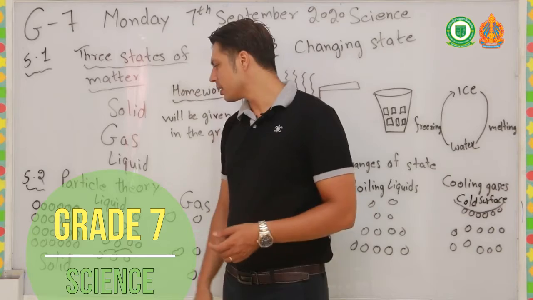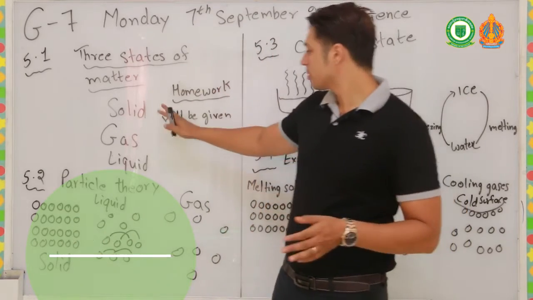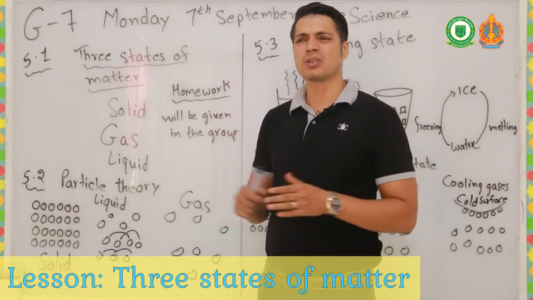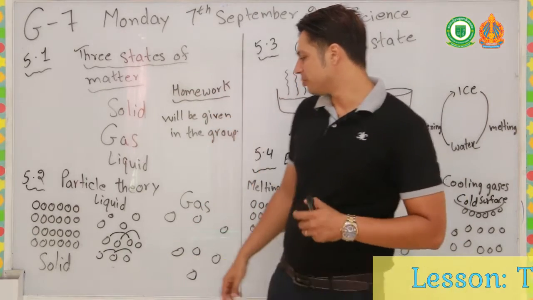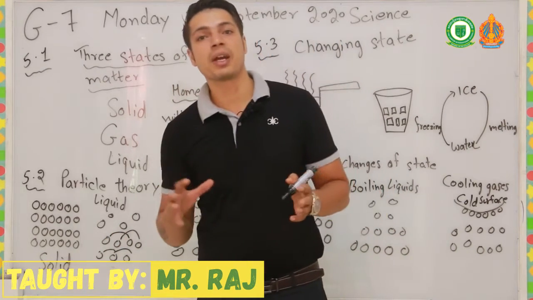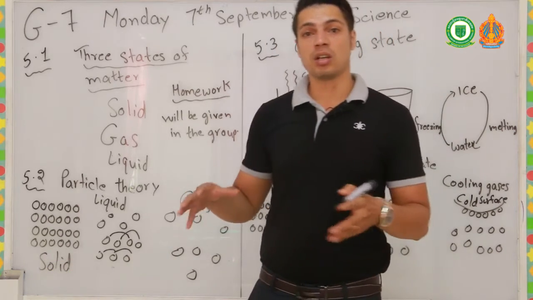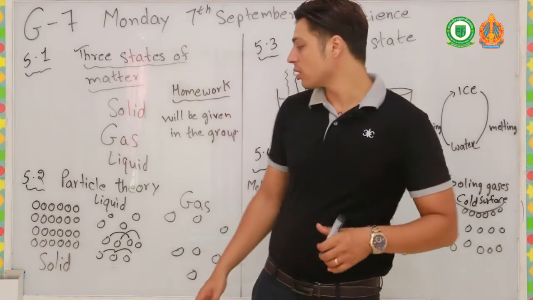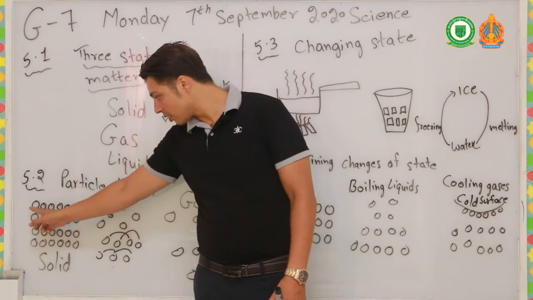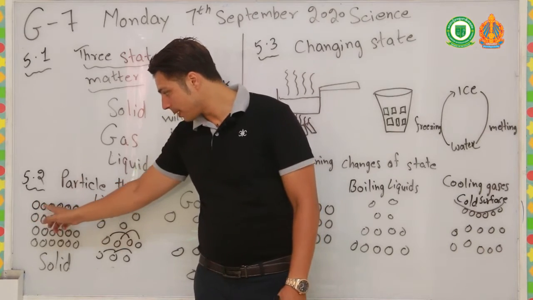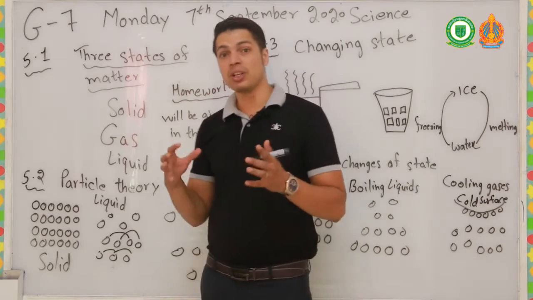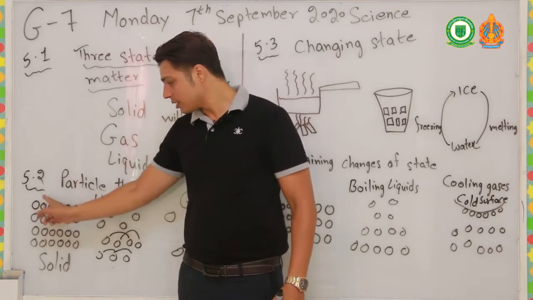Particle theory: all three states of matter have particles, okay? But we cannot see them because they are very small. Particles in a solid are held together in a fixed pattern, so they don't change their shape or their position. They cannot go past each other because they have strong attractive forces between each other.